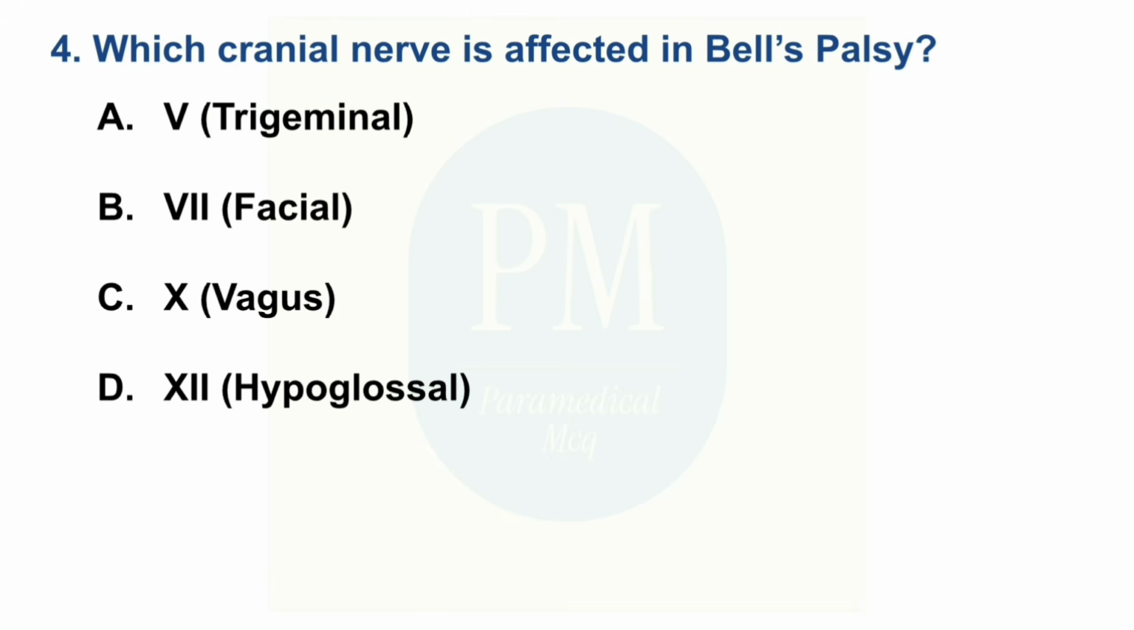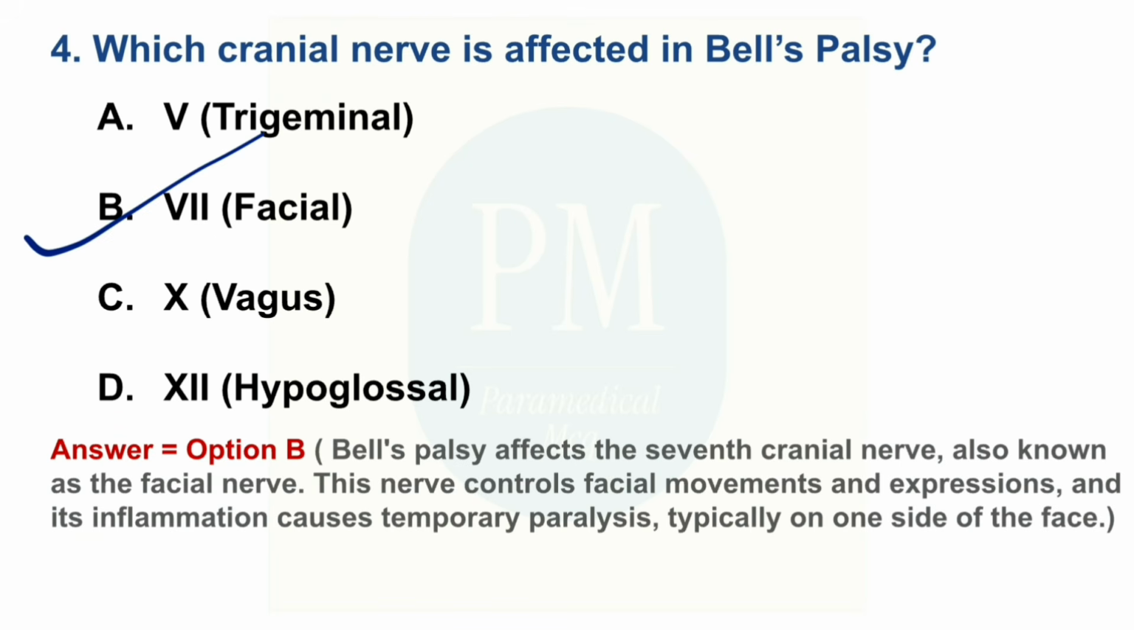Which cranial nerve is affected in Bell's palsy? Option A, 5, trigeminal; option B, 7, facial; option C, 10, vagus; option D, 12, hypoglossal. The correct option is option B, 7, facial.